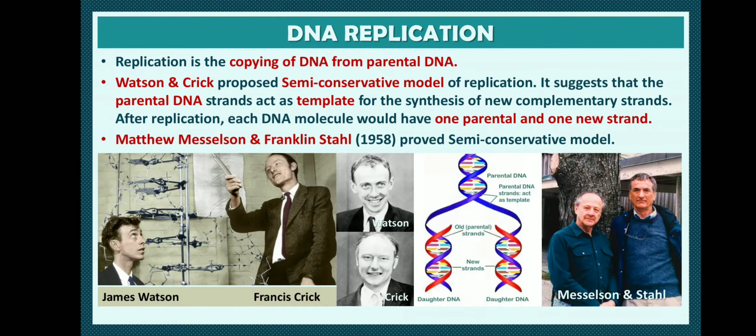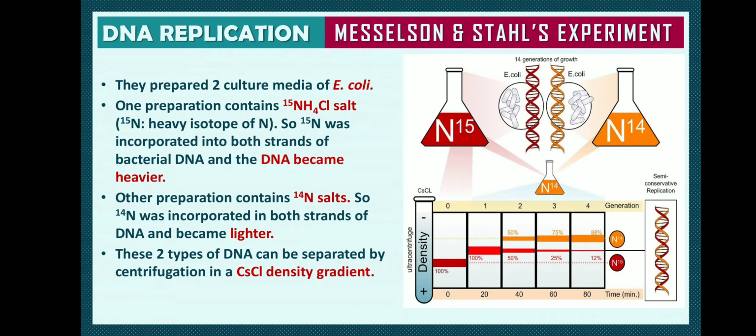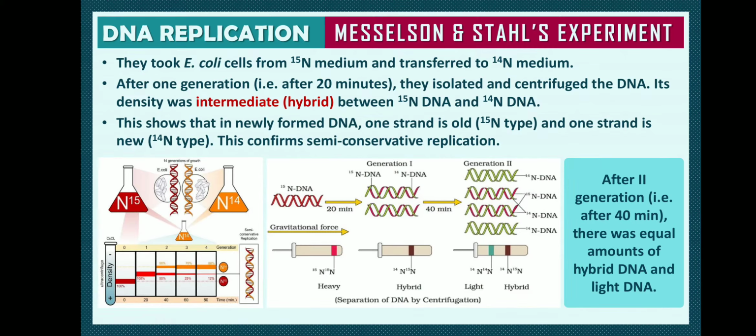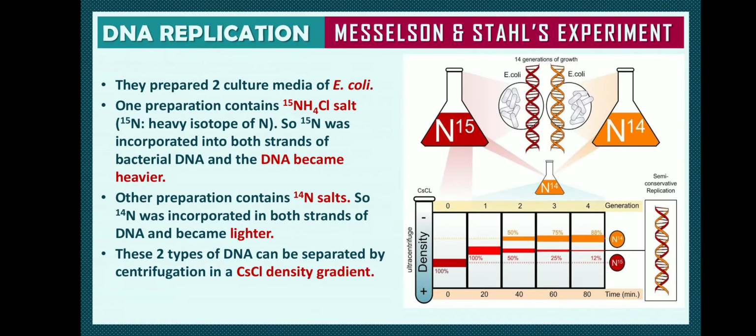Semi-conservative mode of replication, in the sense that half will be the parental strand and half will be newly synthesized. So this is what we call the parental and the new one that will be produced. That is what we call the semi-conservative mode of replication. It was proved by Meselson and Stahl by using an experiment called density gradient centrifugation.